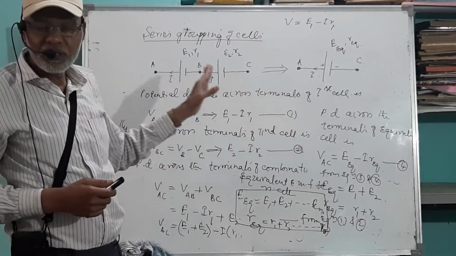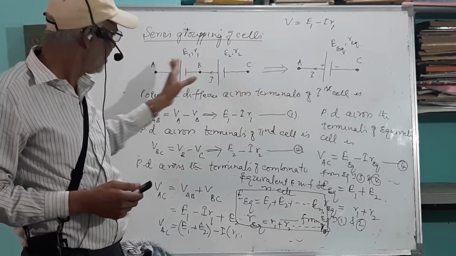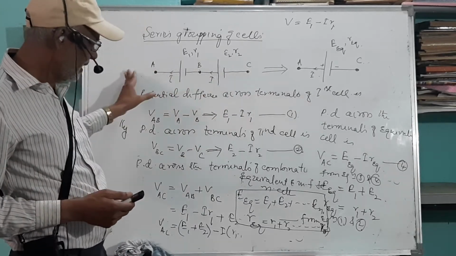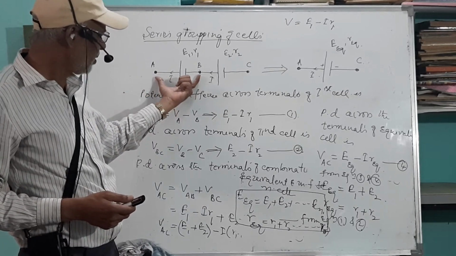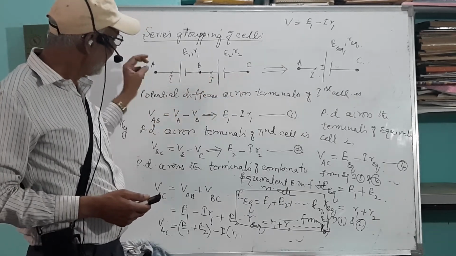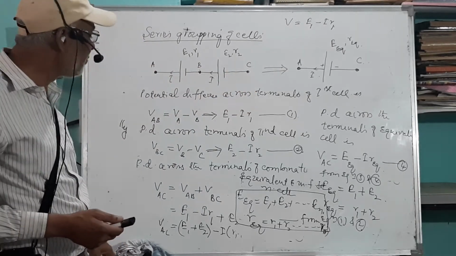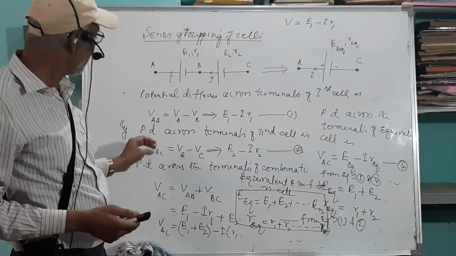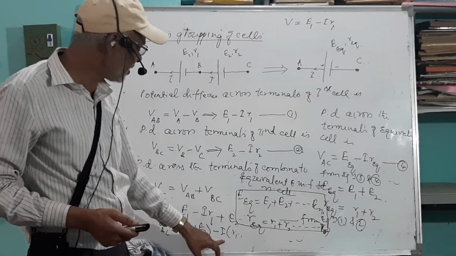Now the potential difference across the combination of 2 cells, that is the potential difference between points A and C, is the sum of the potential differences across this cell and this cell. According to that, we got this expression. Now substituting from equations 1 and 2, we get this type of expression.